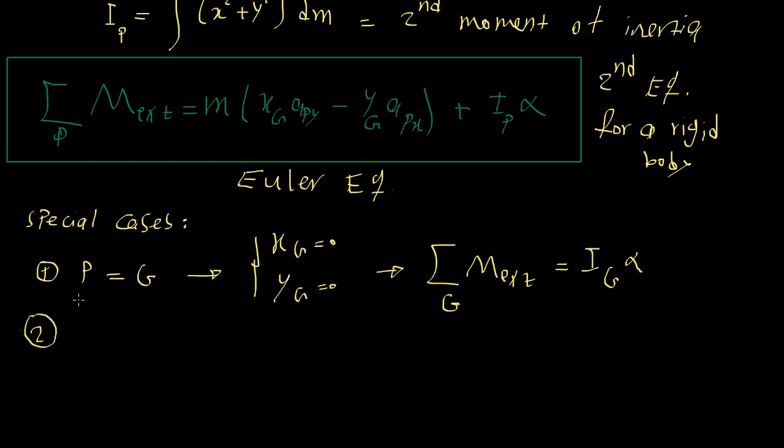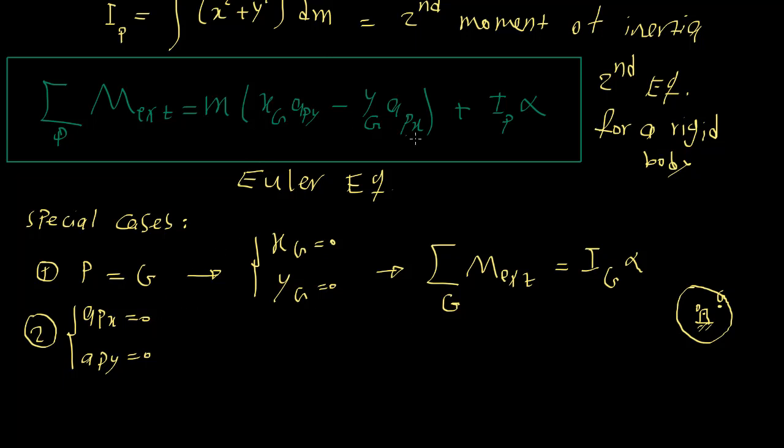Another special case where this equation again reduces to M equal to I alpha is when the acceleration of point P is equal to 0. So if A_PX is equal to 0 and A_PY is equal to 0, like a pin point for a rigid body. Imagine you have a rigid body, for example a disk that is pinned at this point. Even if this point isn't the center of mass, we can still write M equal to I alpha. So let's say we have a disk with an inhomogeneous distribution of mass, so the center of mass is here. But the disk is pinned at point O, and the acceleration of that point is 0.